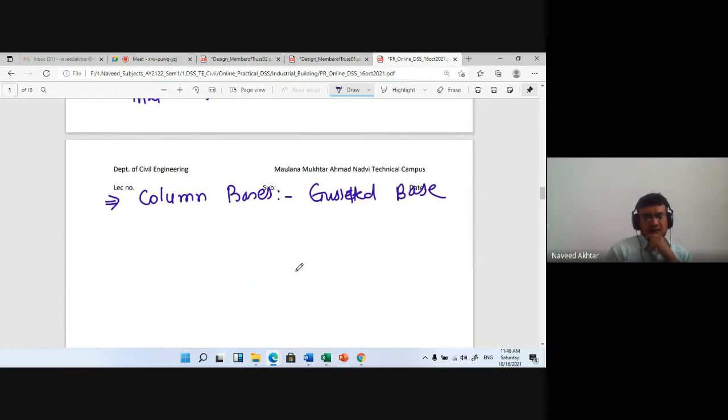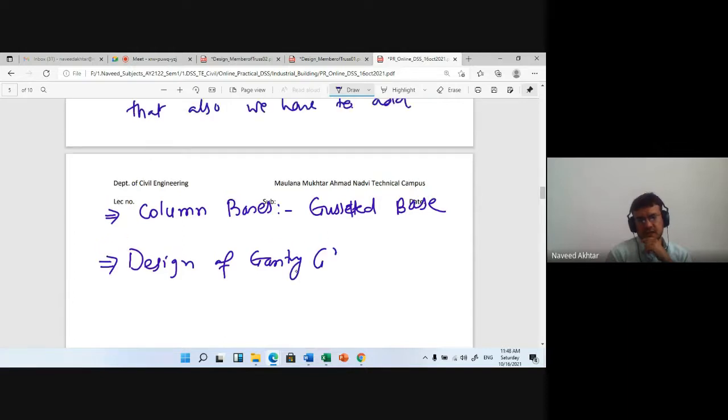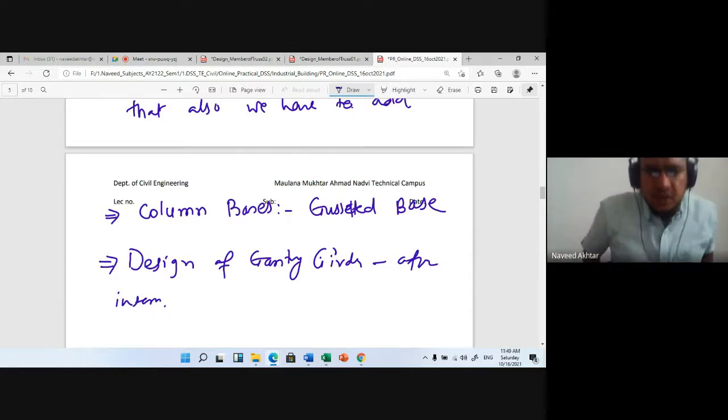Only the design of the gantry girder will remain, and this we will start after the insem. Okay, so that's all for today.